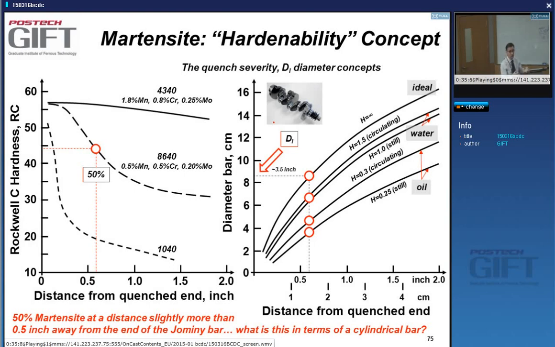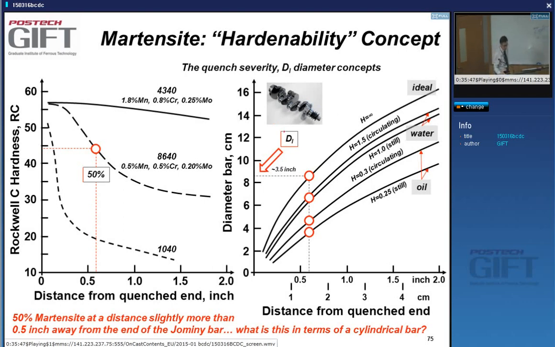The outer end will contract because of thermal contraction. The inside is not as cold, so it doesn't contract at the same rate. So as a consequence, you get tensile stresses at the surface, and they may be very high if you cool very severely. So you may have cracks, and you don't like cracks. You certainly don't like cracks in crankshafts because you've got fatigue effects, and you may get, for instance, fatigue fracture as a consequence of these cracks.